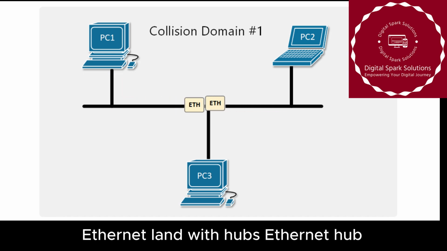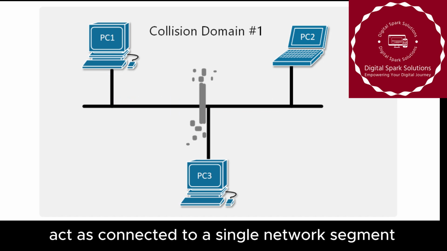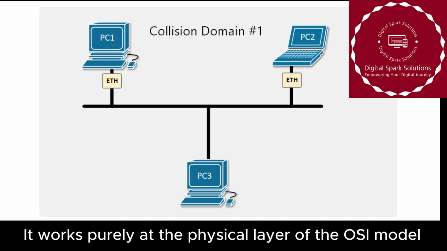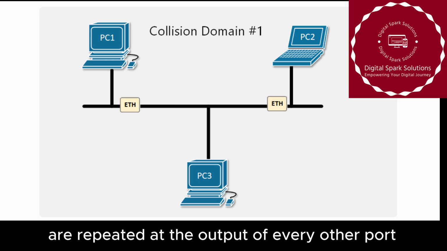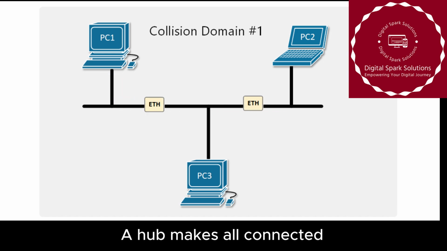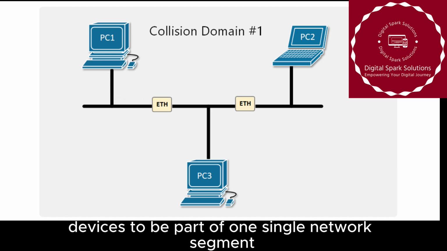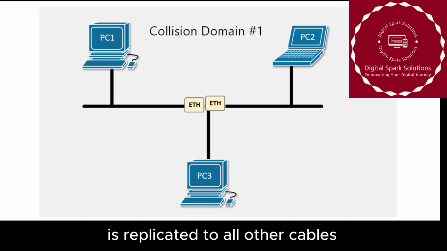Ethernet LAN with hubs. An Ethernet hub is a network device that is used for connecting multiple nodes and making them act as connected to a single network segment. It works purely at the physical layer of the OSI model. It has multiple ports in which the incoming electrical signals on one port are repeated at the output of every other port. There is no forwarding logic at all. A hub makes all connected devices part of one single network segment because every electrical signal on every cable is replicated to all other cables.